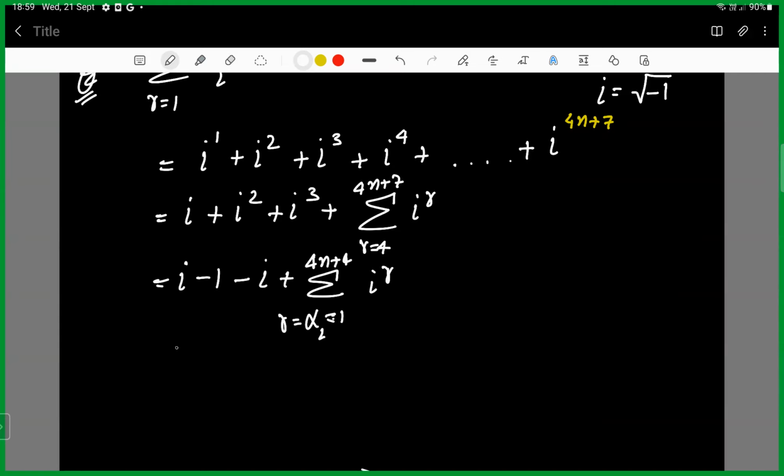So what will this become? This is iota minus 1 minus iota, plus how much? Yeah, that's the remaining terms. This term only we have written like that, right? Did you not get it? No.